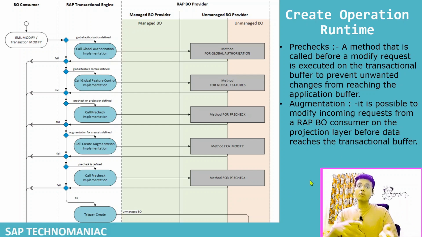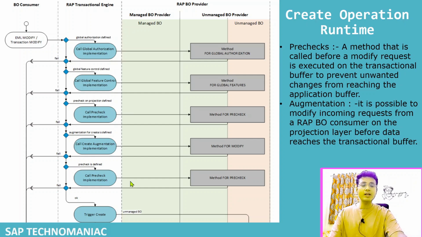For the incoming request, before going to the transactional buffer or before going to the next step, during the modification, I want to modify that and then set it to the transactional buffer. Those augmentation kind of things we can do in this particular method. Till now we didn't create it, neither the pre-check nor the augmentation. If in a future video I feel I want to explain, then I will create and show you. But this is the sequence in which the methods are called.